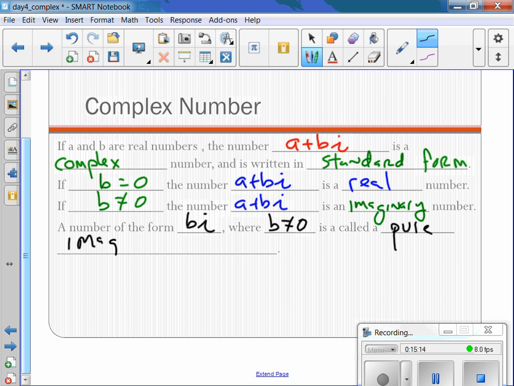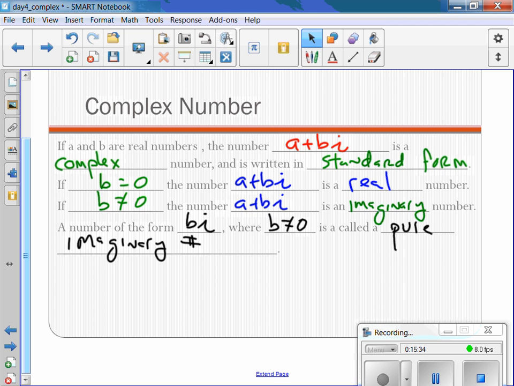And all this is just terminology, right? I can have a real number that is actually a complex number, where my b would be 0. So underneath complex numbers, I have real numbers and imaginary numbers. Yes? So what does this all look like?